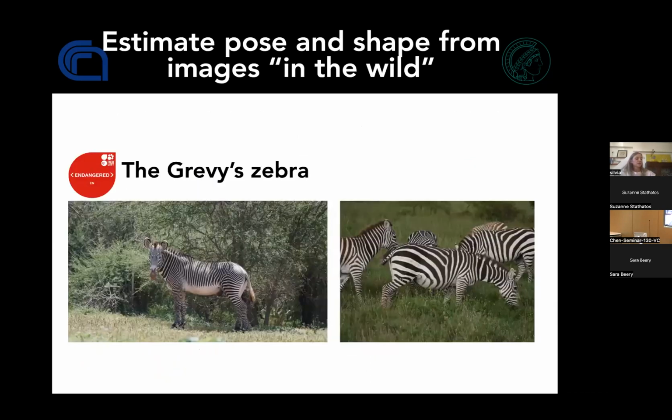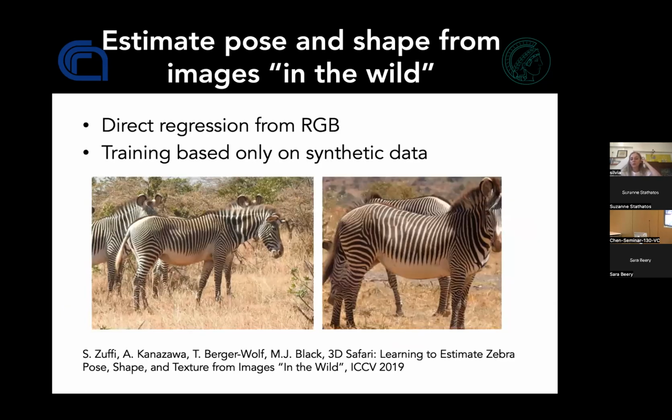Okay, so the first part was about creating 3D models, and now let's see how we can use the models to recover pose and shape from images. We did this work for the Grevy's zebra, which I'm pretty sure you know is the one on the left with the white belly. Here we wanted to do a direct regression from RGB data, so not using keypoints and silhouette at test time, just training a network for direct regression from the input image. And we wanted to do a training based only on synthetic data, because we didn't have 3D ground truth.